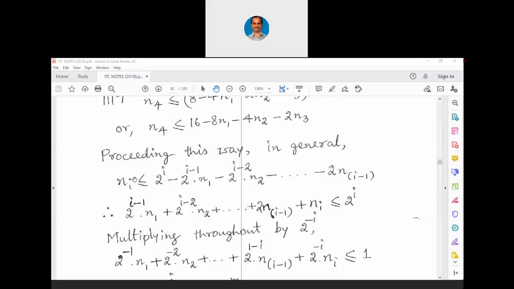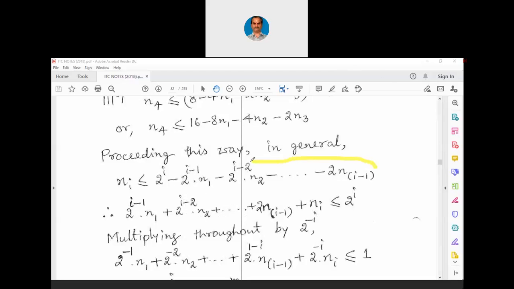So, that way, Ni is less than or equal to 2 power I minus 2 power I minus 1 into N1 minus 2 power I minus 2 into N2 minus, that way it goes on, minus 2 N of I minus 1. Therefore, 2 power I minus 1 into N1 plus 2 power I minus 2 into N2 plus, like that if we proceed, plus Ni is less than or equal to 2 power I. All this, let me annotate.